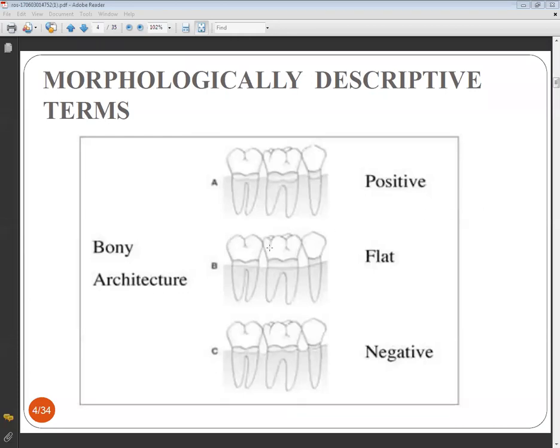Usually the interdental bone is more coronal to the interradicular bone. If your interdental bone is more coronal to the interradicular, or radicular, bone, then that is called positive architecture. Flat architecture means both your radicular and interdental bone are at the same level. And negative architecture means exactly the opposite of positive architecture, that means interdental bone is more apical to your radicular bone.